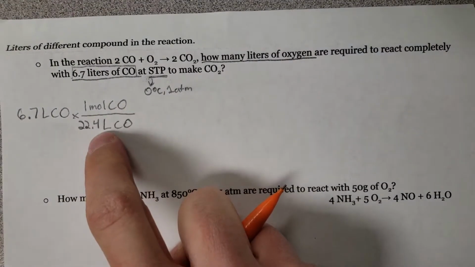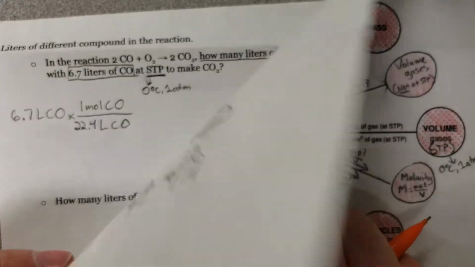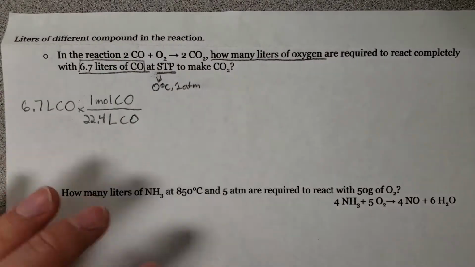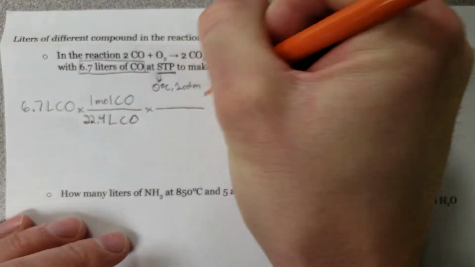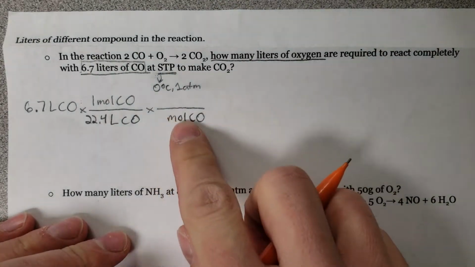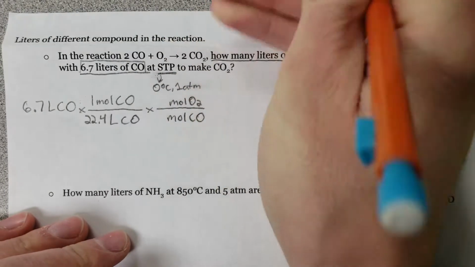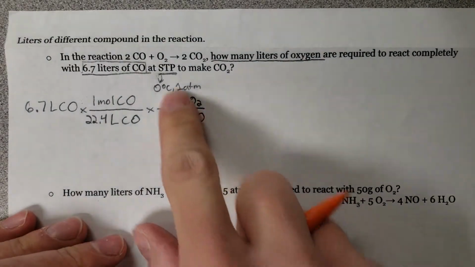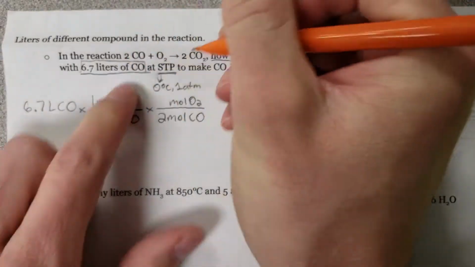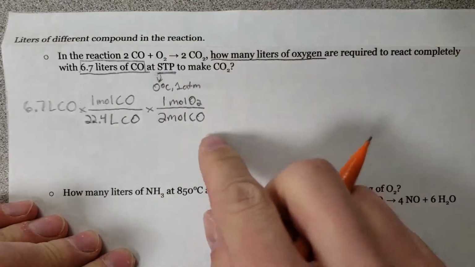Now, we can't just jump straight from liters of CO to moles of our other substance, oxygen, because we have to get to moles of our first substance first. So this next step is going to be our mole bridge. We've got moles of CO on the bottom, and we're trying to get to oxygen, so we need moles of oxygen up top. We look to our balanced equation here. We've got 2 moles of CO, that's the coefficient of 2, and 1 mole of oxygen.